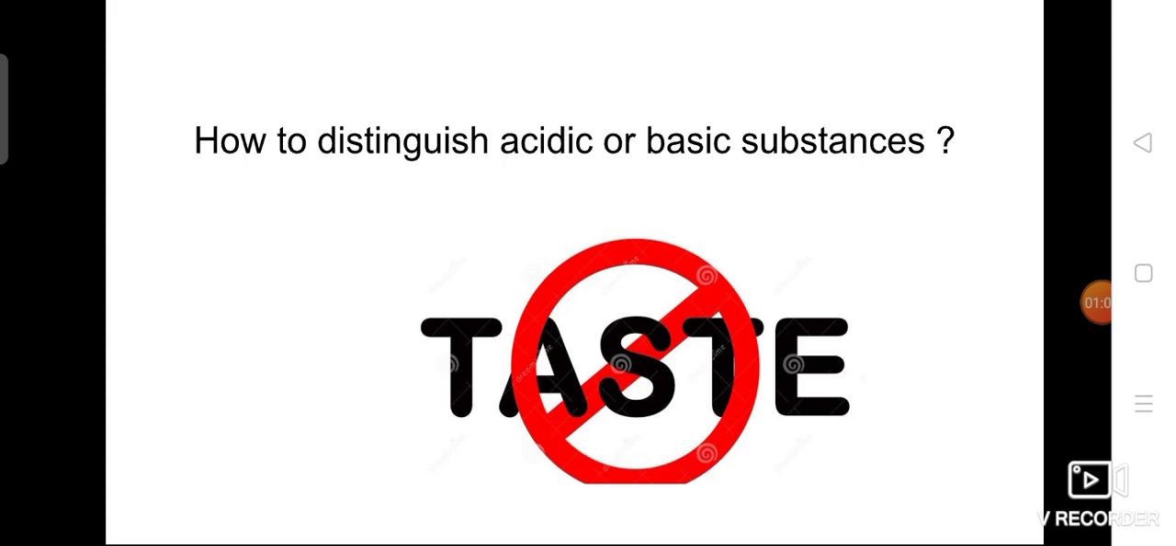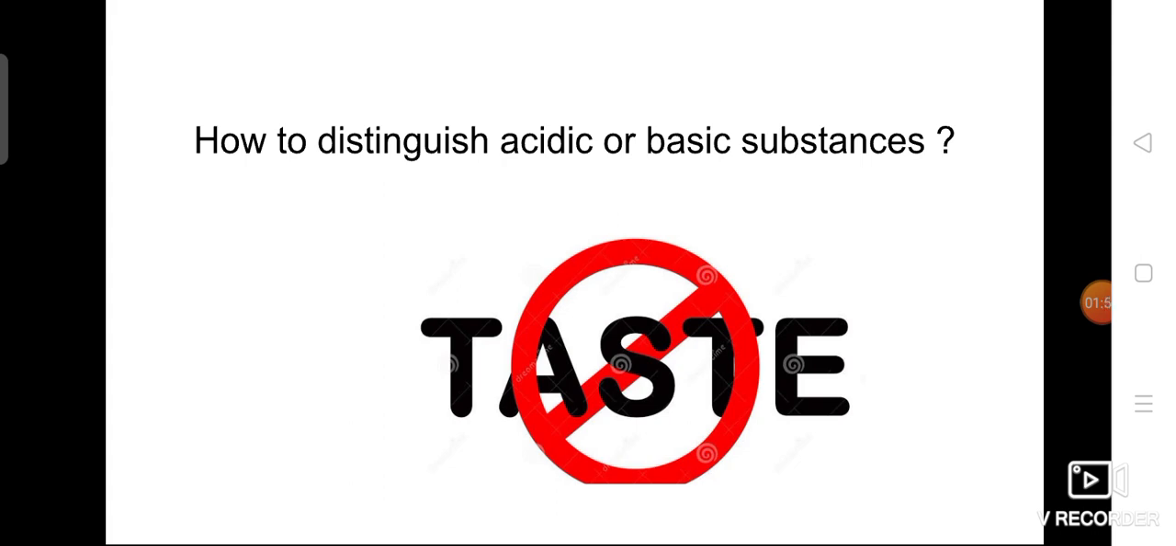Do you think we can do it with the help of taste, because we know acidic substances have a somewhat sour taste and basic substances have a bitter taste, but is it enough? Tasting the substance is not the right way, because for some unknown, new substances, we are not sure about the composition, what ingredients are present inside. We want to know whether the substance is acidic or basic in nature, without tasting the substance.